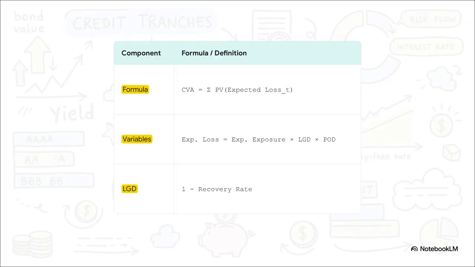This right here, this is the engine room. This is what makes the CVA calculation work. For any single time period, the expected loss is just three things multiplied together. How much you stand to lose, what percentage of that you won't get back, and what's the chance of it all going wrong?